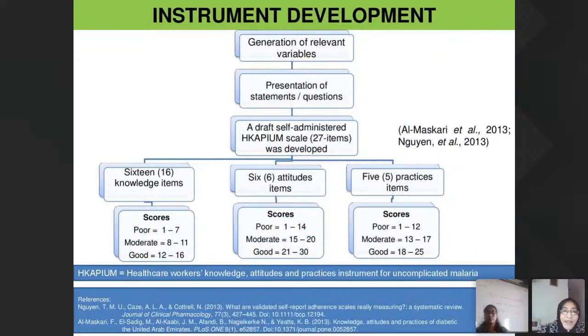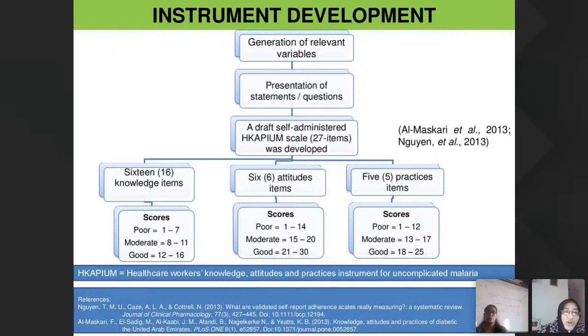So when we're looking at the instrument development, if you can look at the chart there, we have generated some relevant variables, which resemble our study statement, research question and research objective. After all the extensive review that has been done, it drafted a self-administered healthcare workers KAP for uncomplicated malaria. Originally it was 27 items, at the beginning of the stage, before undergoing the pilot study.